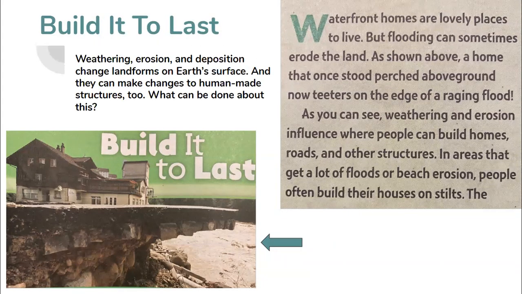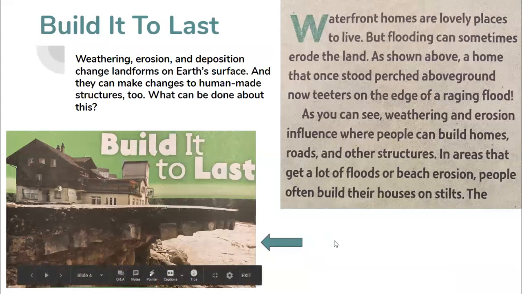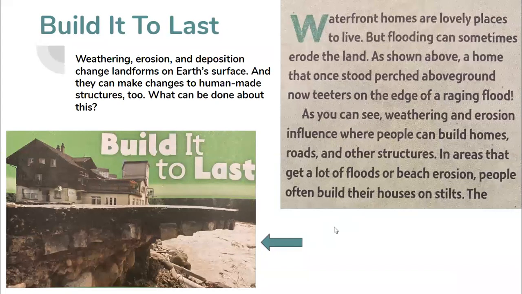So weathering, erosion, and deposition change landforms on Earth's surface. And they can make changes to human-made structures too. What can be done about this? Well, we can choose very carefully where to build. We can also choose carefully the materials that we build out of.